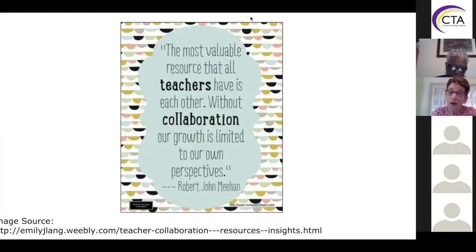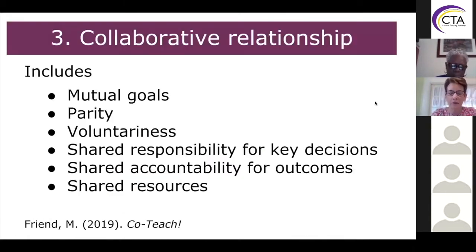So the third component of an effective co-teaching partnership is really a collaborative relationship. Just as I said, we know that high quality teacher collaboration can influence students' achievement and their performance. And it only makes sense that the strongest co-teaching is collaborative. As Marilyn Friend says in her book, it is a vehicle for accomplishing the work at hand.